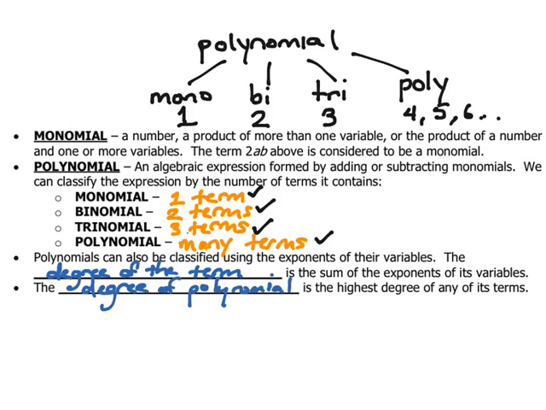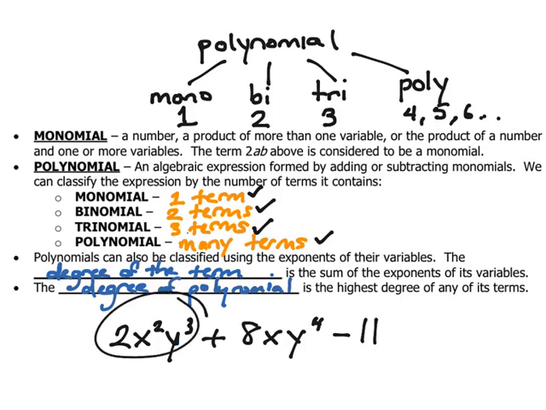Let me give you an example of one. So let's say something like 2x squared y cubed plus 8xy to the fourth minus 11. Okay, so this polynomial has three parts or three terms. Therefore, it's a trinomial. But I did this example just to give you something to look at in order to consider these two phrases: the degree of the term and the degree of the polynomial.